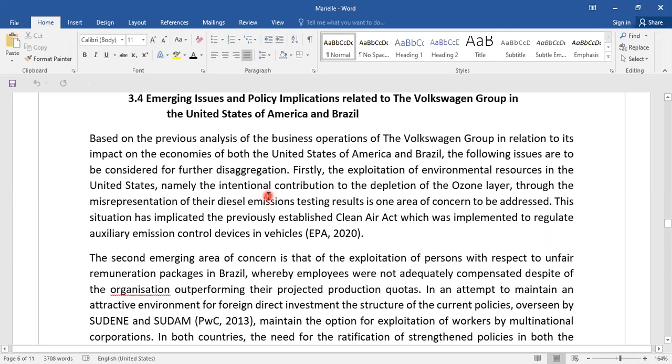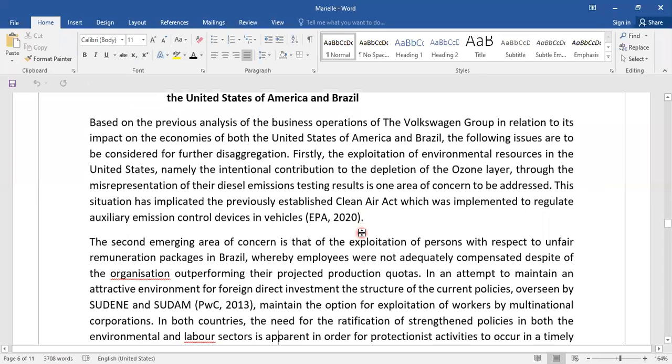a willful disclosure. So they made a false declaration through misrepresentation. So Marielle, you have excellent language. It was intentional and it was a misrepresentation of their diesel testing, and that has to be addressed. This situation has implications for the Clean Air Act. So Marielle, this is a perfect paragraph. I cannot improve this any further. It was really good.